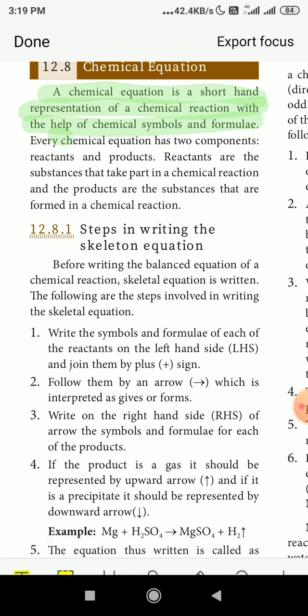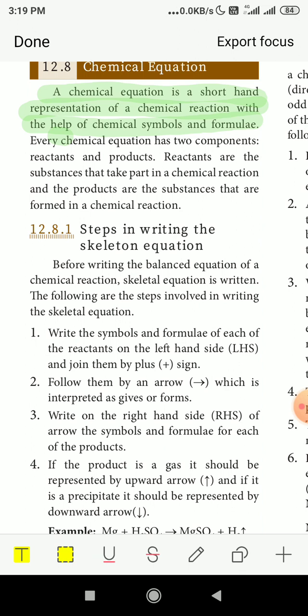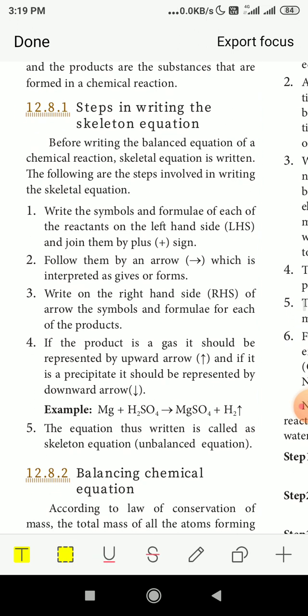Now, the steps in writing the skeleton equation. How to write a chemical equation? The first step: write the symbols and formulae of each of the reactants on the left hand side, always, and join them by plus. The next step is to follow them by an arrow mark, which is interpreted as 'gives' or 'forms'. After the reactants on the left hand side comes the arrow mark.